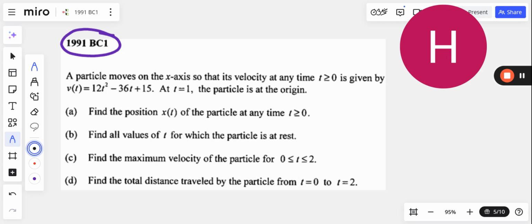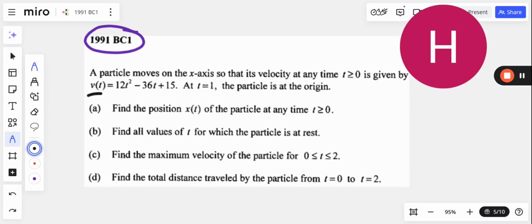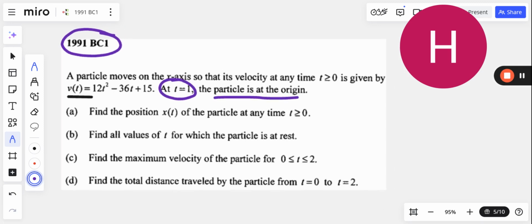They give us a particle motion. They tell us that its velocity is given by this equation. So this is how fast the particle is moving, as well as what direction it's moving in. And they give us this initial condition. They tell us that at time equals 1, the particle is at the origin. In other words, x of 1 equals 0.